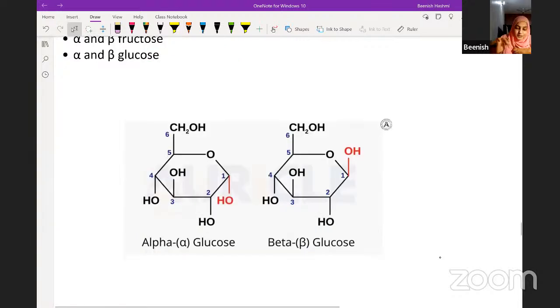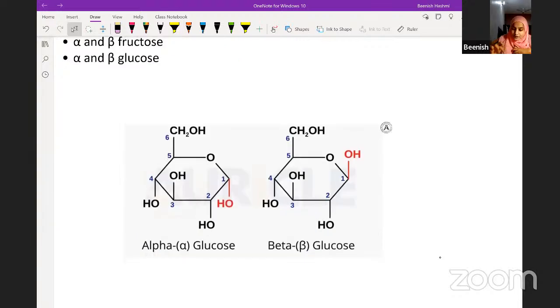Let's understand this with the help of a diagram. So this is your alpha glucose in here. This is your beta glucose. Now you can see this is the functional carbon 1. So in the alpha form, your hydroxyl group is below the plane.